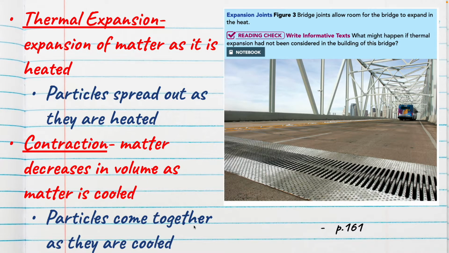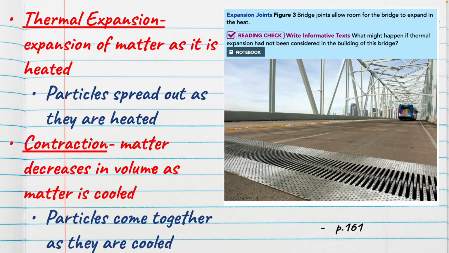Thermal expansion. So when we heat up matter, so when we're adding energy to it, it'll cause it to expand. So the expansion of matter as it is heated is called thermal expansion. So when we're adding energy to those particles, besides them getting more energy, they're going to spread out. And when they spread out, the matter is going to spread out, right? Same thing. So thermal expansion, particles spread out as they are heated.